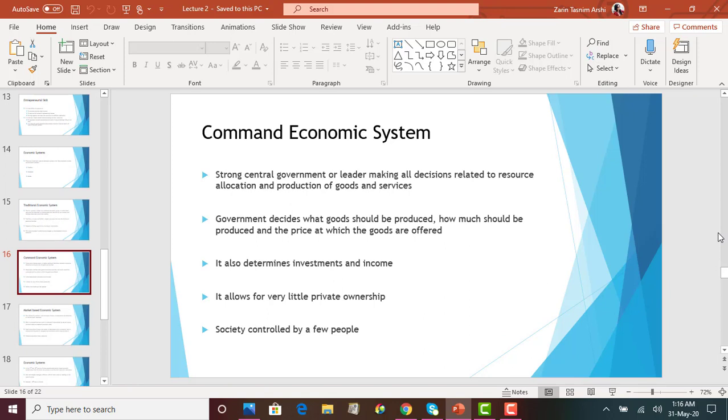The second type of system is called the command economic system. Under this type of system, there is a strong government entity.